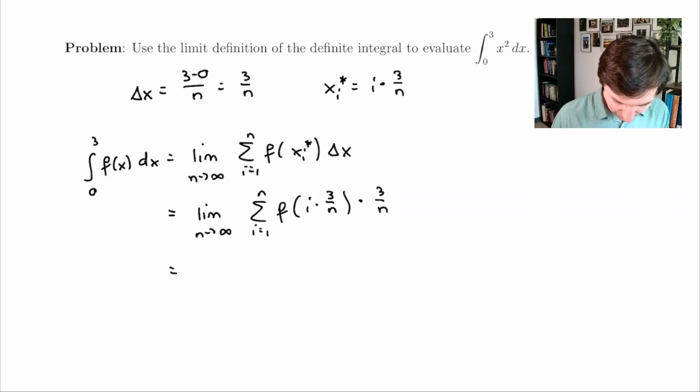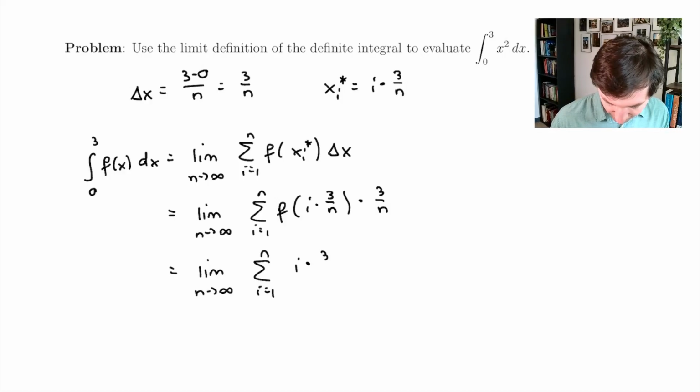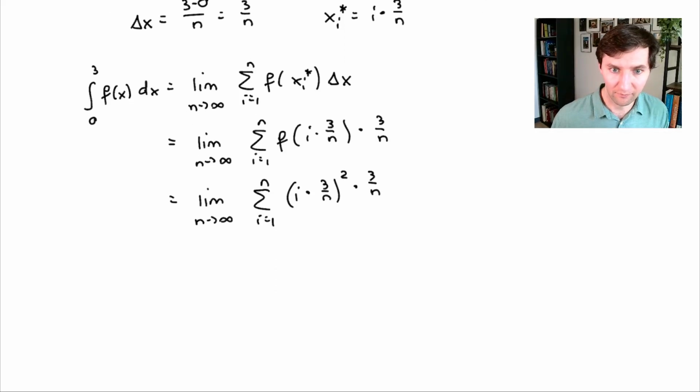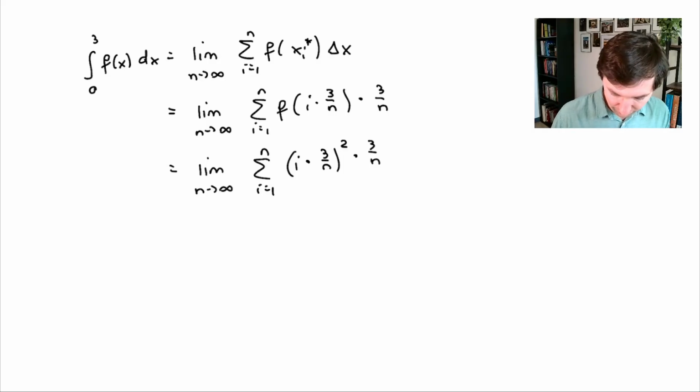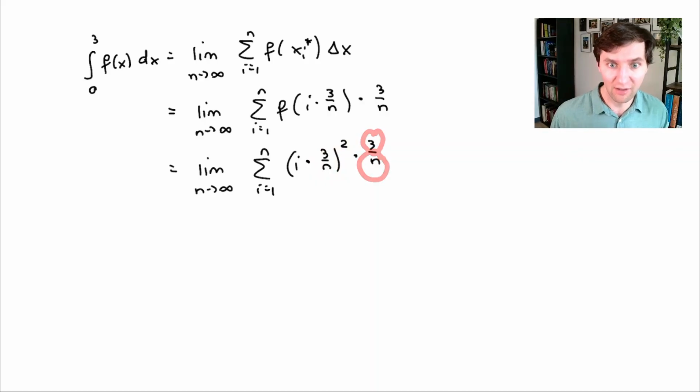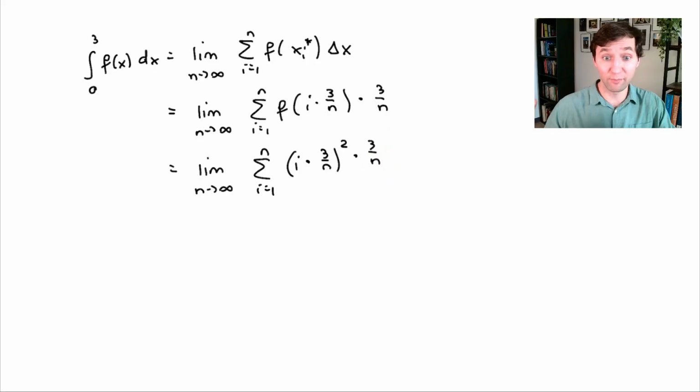This gives me the limit as n goes to infinity of the sum starting at 1 ending at n of i times 3 divided by n, squared, times 3 divided by n. Note, 3 divided by n squared gives me 3 squared divided by n squared. If I multiply it again by 3 and by n in the denominator, I will get 3 to the third power divided by n to the third power.